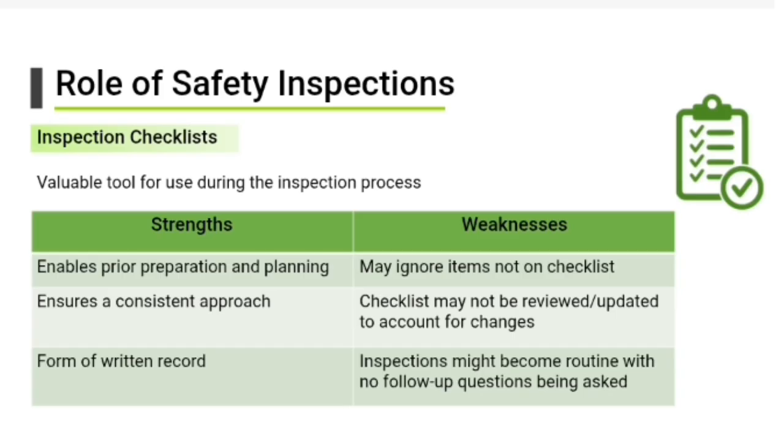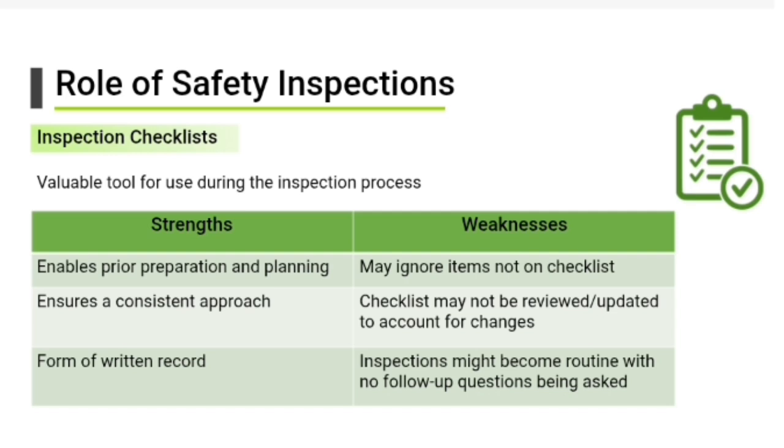Lastly, the checklist serves as a valuable form of written record. Documenting the observations and findings during the inspection creates a tangible and organized record that can be referenced for future assessments, track improvements, or serve as documentation for regulatory compliance. The strengths of an inspection checklist thus lie in its ability to streamline the inspection process, maintain consistency, and provide a structured record of the assessment.